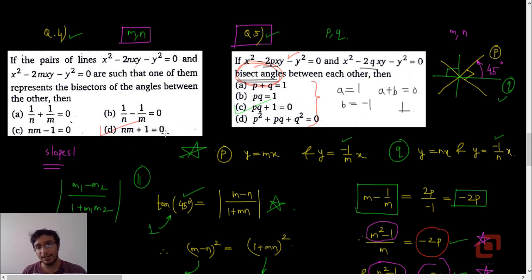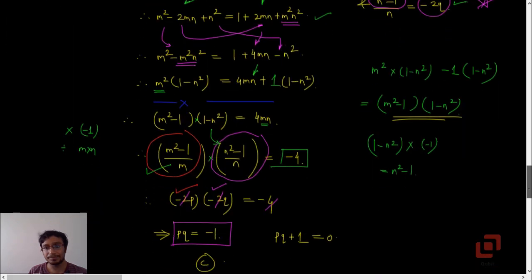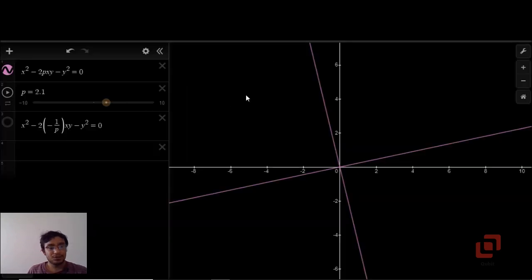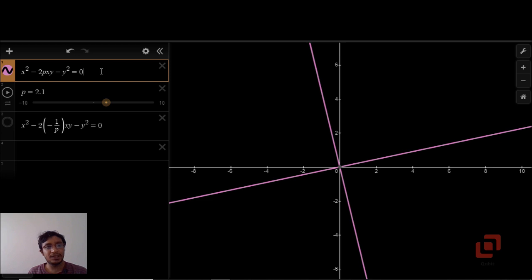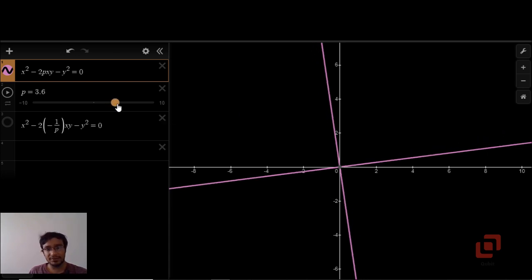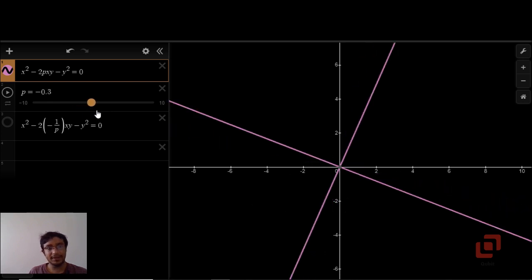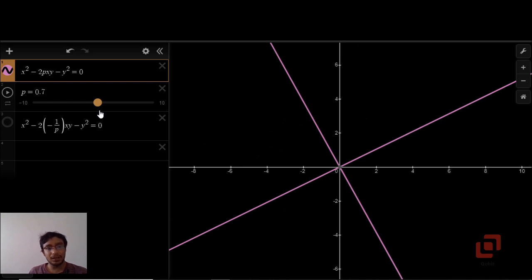Okay, now to verify our result, what I have done is I have plotted these two equations on a graph paper, and I have taken q as negative 1 upon p. Now let's see what we get now. So this is the equation x squared minus 2px minus y squared, and as you can see that the lines in the pink color, they are perpendicular no matter what value p takes. Okay, these lines will always be perpendicular to each other. All right, yes. Now let us bring in the other equation into play.